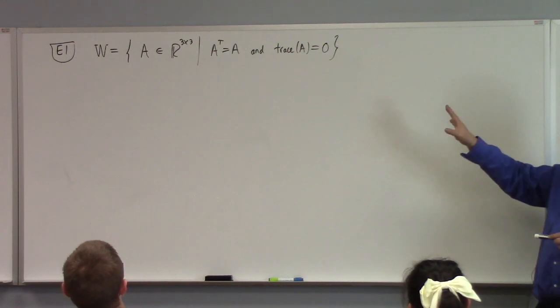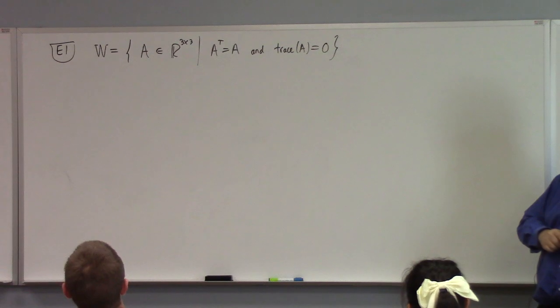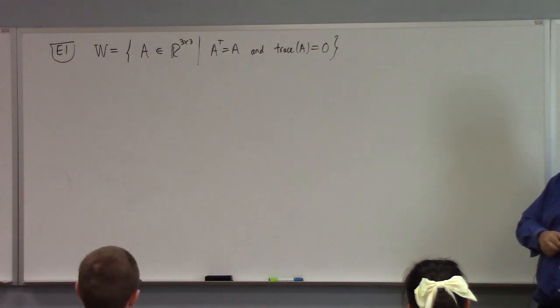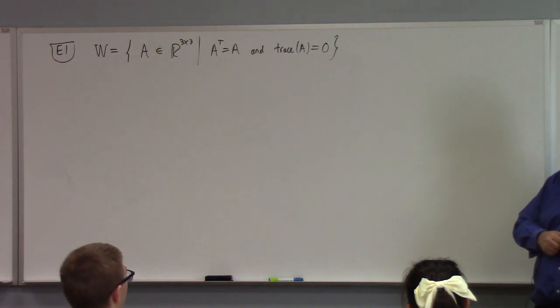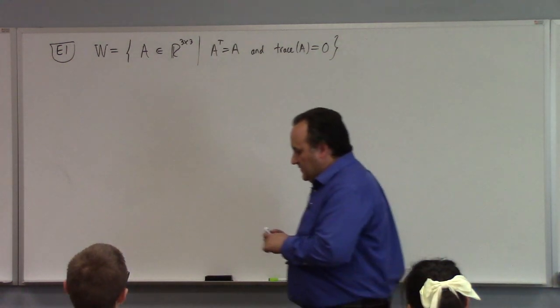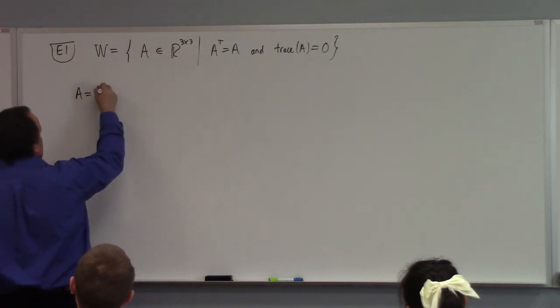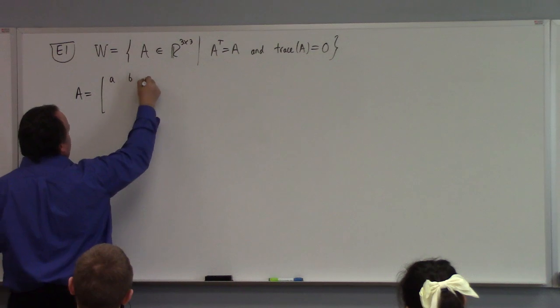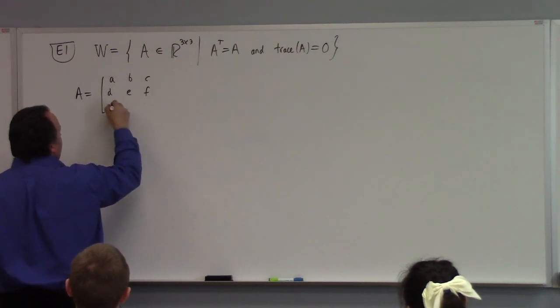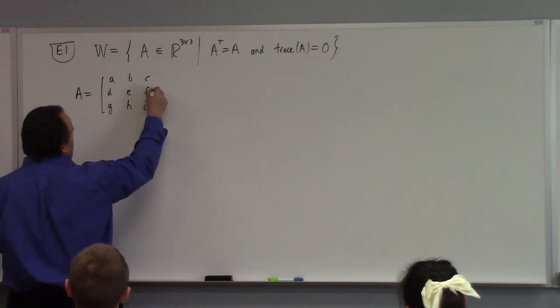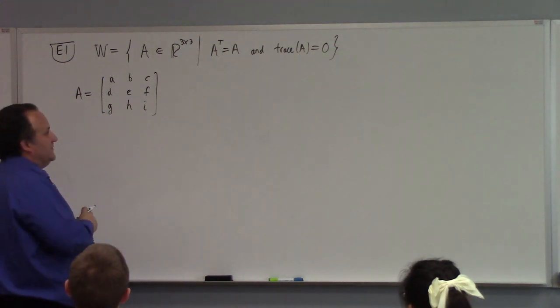So the problem here is find a basis for this. We're going to prove it's a subspace along the way, all right? So you guys tell me at which point we've proved it's a subspace. So here's how I do these. I write A is equal to A, B, C, D, E, F, G, H, I. Because I don't like subscripts.